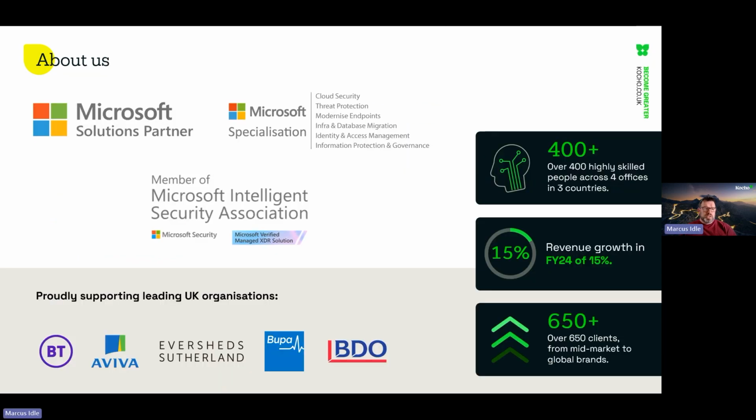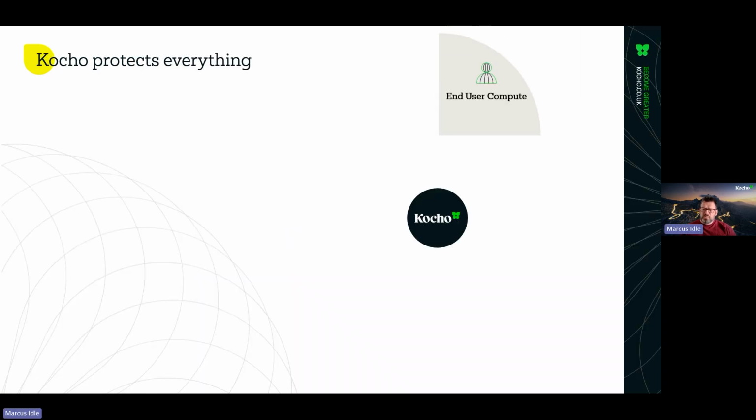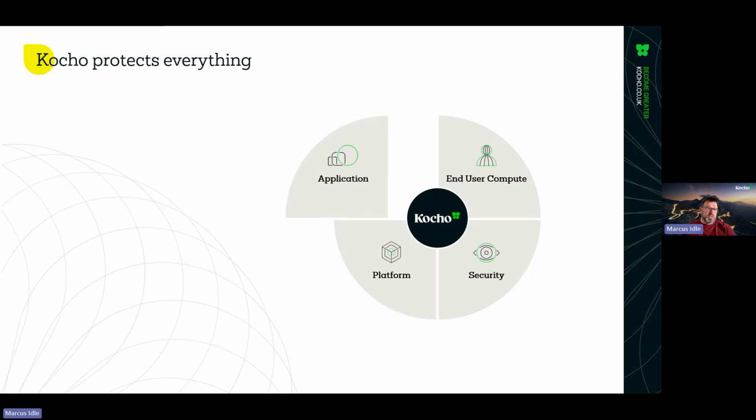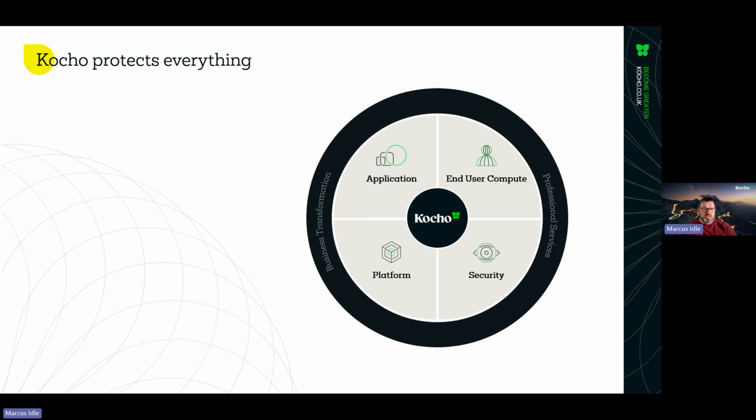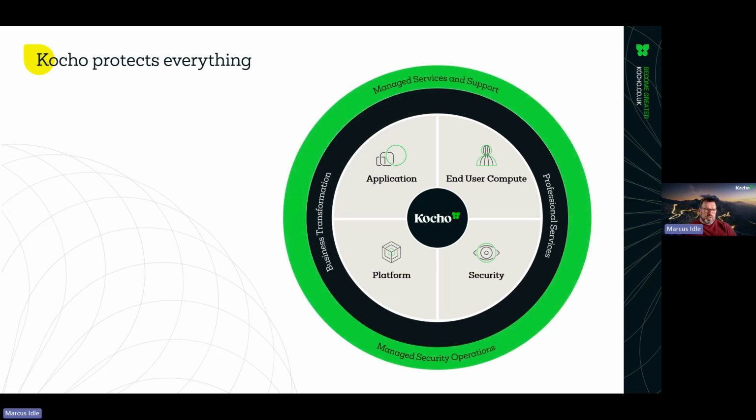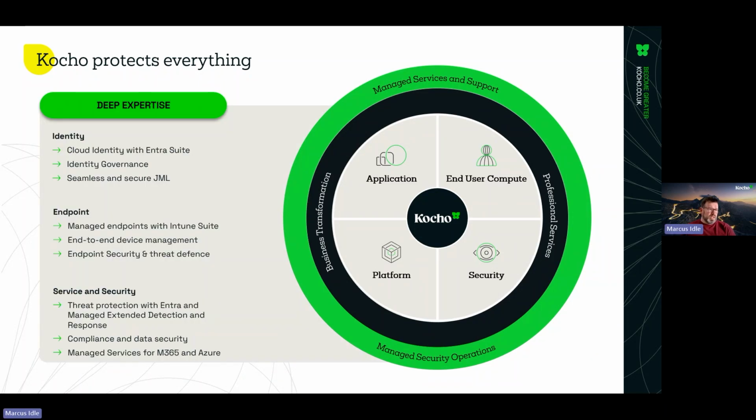So just a little bit about Cocho. We're a company of just over 400. We are a top tier Microsoft partner. Major clients in all sectors, and our specialization is really around identity and security, but that touches a number of areas, including application development, end user compute, platform security. We also wrap our services with change management and business transformation and managed services and support. So after developing a new project or a system, we offer a managed service wrap to keep that system going. And as I said, our expertise is around identity, endpoints, and security.